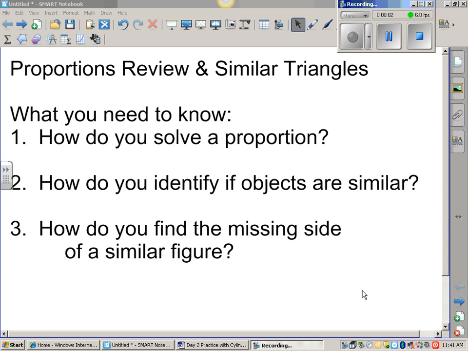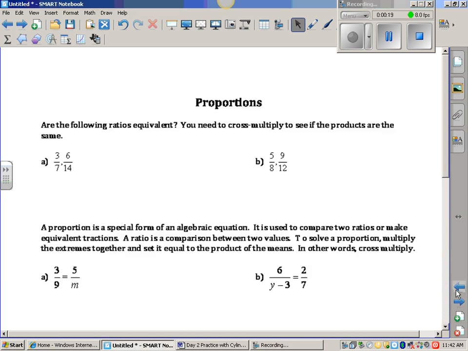This is Mrs. Haslauer's video on proportions review and similar triangles. What you need to know by the end of the video is how to solve a proportion. Again, that's review. We've already done some of this work this year. You'll also learn how to identify if objects are similar, and how to find the missing side length of a similar figure. So take out your note sheet and let's get started.